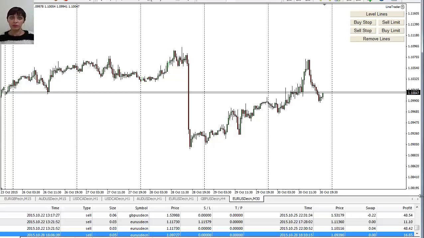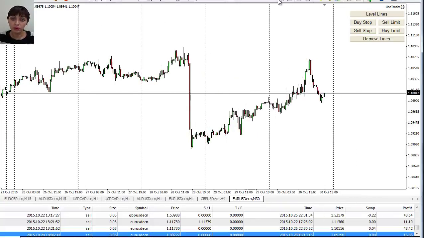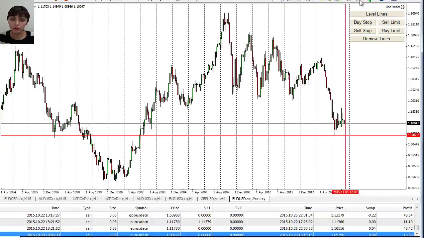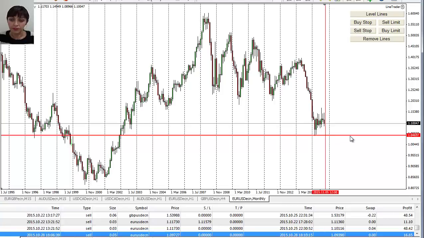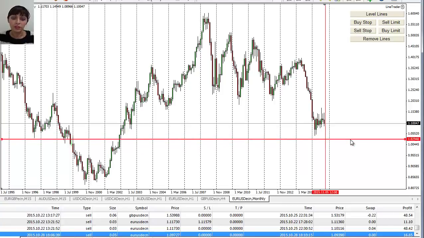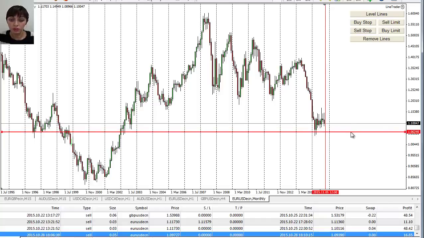My main and favorite pair is Euro USD, and you can see this chart already open. Right now it's 30 minutes, but I always start from the monthly chart. So let's do it from the beginning. I have some lines here already, but let's see this other one. As you remember, as always, first of all we see the situation in the whole picture.